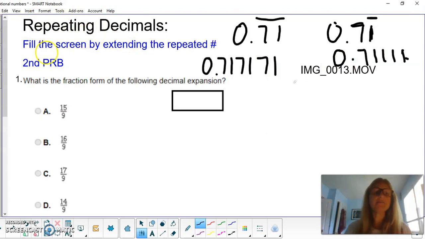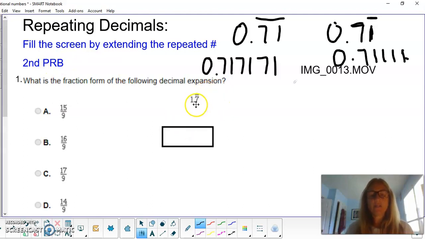So how do you do it? Well, what you're going to do is you can actually plug it into your calculator by just filling your screen with the numbers that are repeating and then hit second PRB. So here's an example. We have 1.7 repeating. So to show you with the calculator, I made this video. So let's take a look at that.